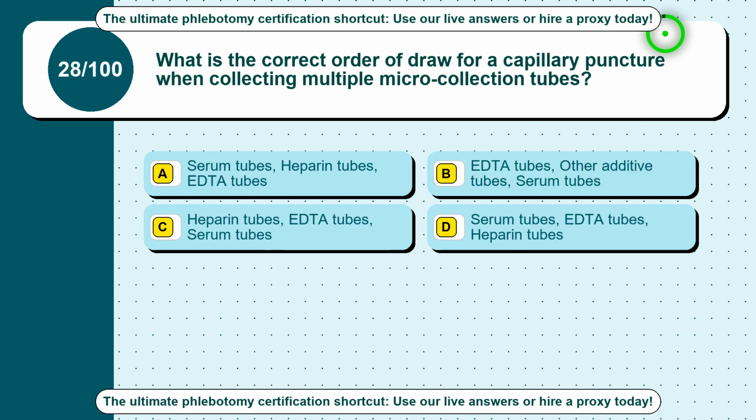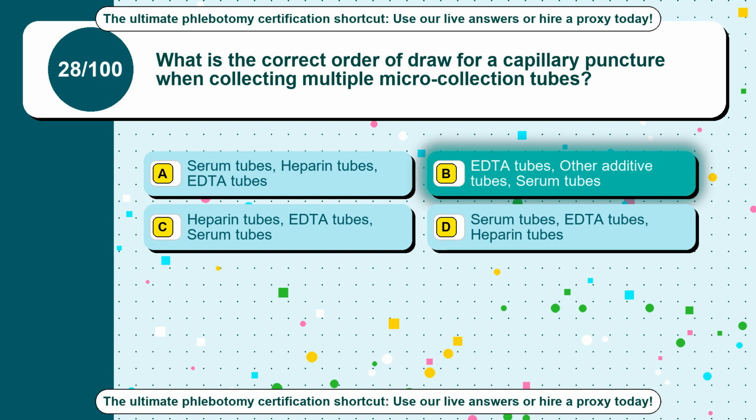Question 28. What is the correct order of draw for a capillary puncture when collecting multiple microcollection tubes? Option A. Serum tubes, heparin tubes, EDTA tubes. Option B. EDTA tubes, other additive tubes, serum tubes. Option C. Heparin tubes, EDTA tubes, serum tubes. Option D. Serum tubes, EDTA tubes, heparin tubes.